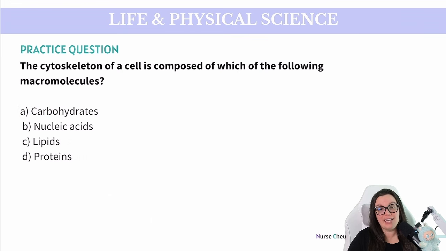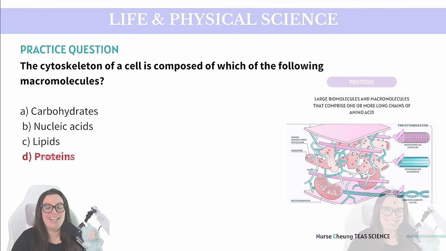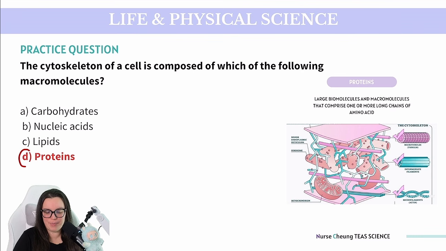So the cytoskeleton of a cell is composed of which of the following macromolecules? Is it carbohydrates, nucleic acids, lipids, or proteins? And the correct answer is going to be D, protein. So what's cool about the cytoskeleton is it's made up of protein filaments known as microtubules. You also have actin filaments and intermediate filaments, which all provide structural support, shape, and help facilitate cell movement.